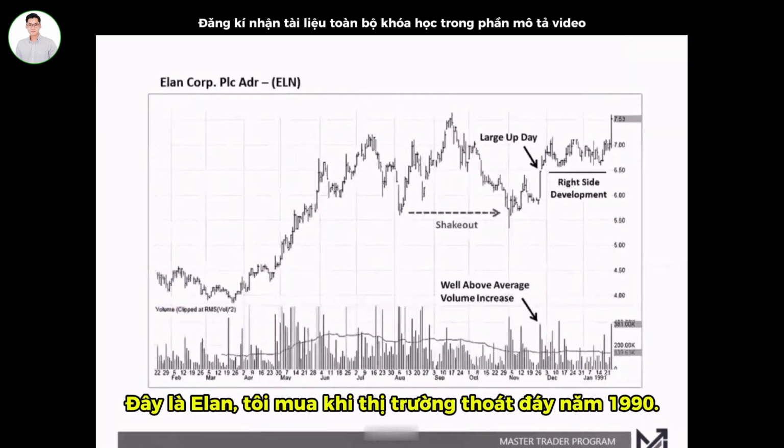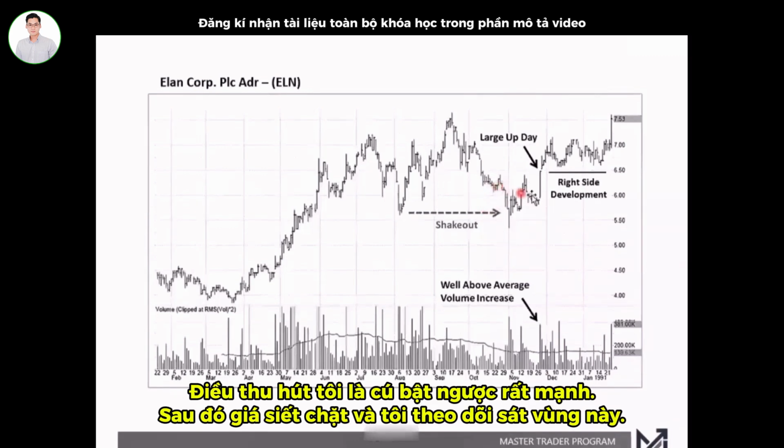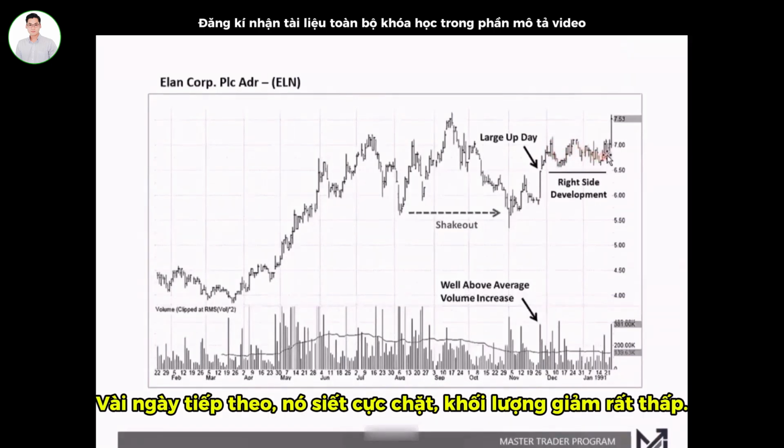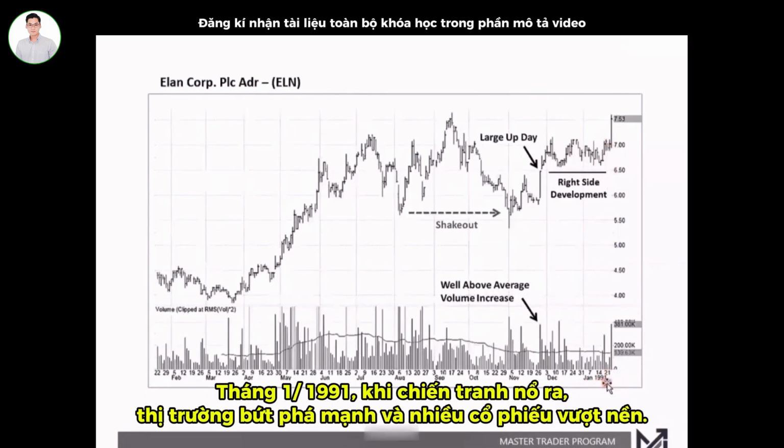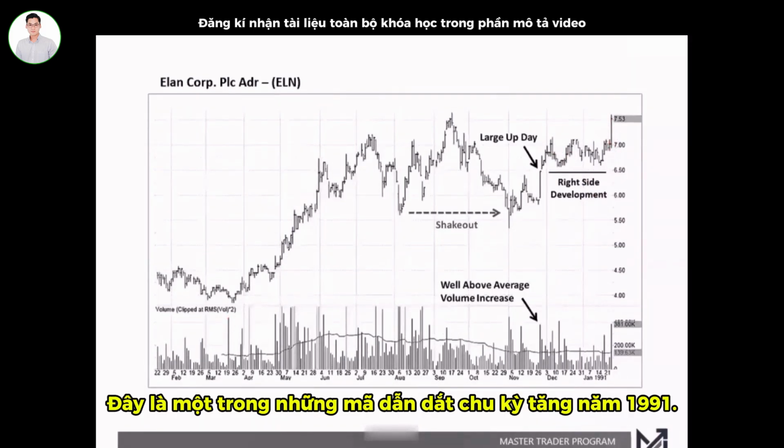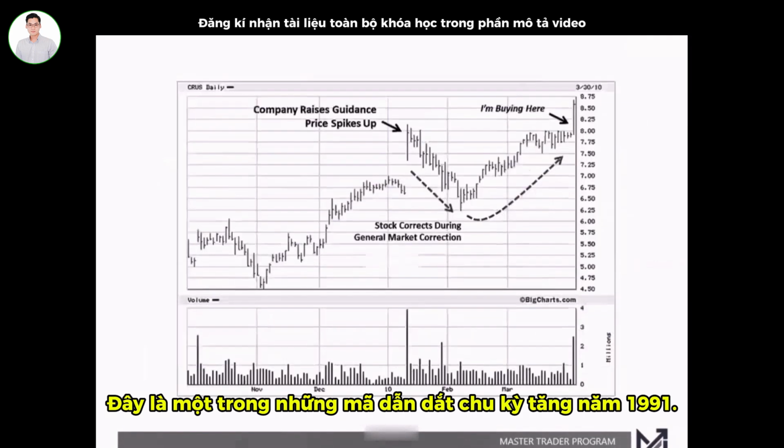This is a stock, Elan, that I actually bought. This was coming off the bear market in 1990, and what caught my attention is it came ripping back right here. It started tightening up, and I was watching it right in here, and then over a couple of days it got super tight. If you come down, you can see the volume came way down. This was in January 1991, and as we talked about before, as we went to war, I think January 15th it was, the market took off and stocks just started breaking out of bases all over the place. This is one of them that came out and was a key leader coming out of this base in the next bull market in 1991.